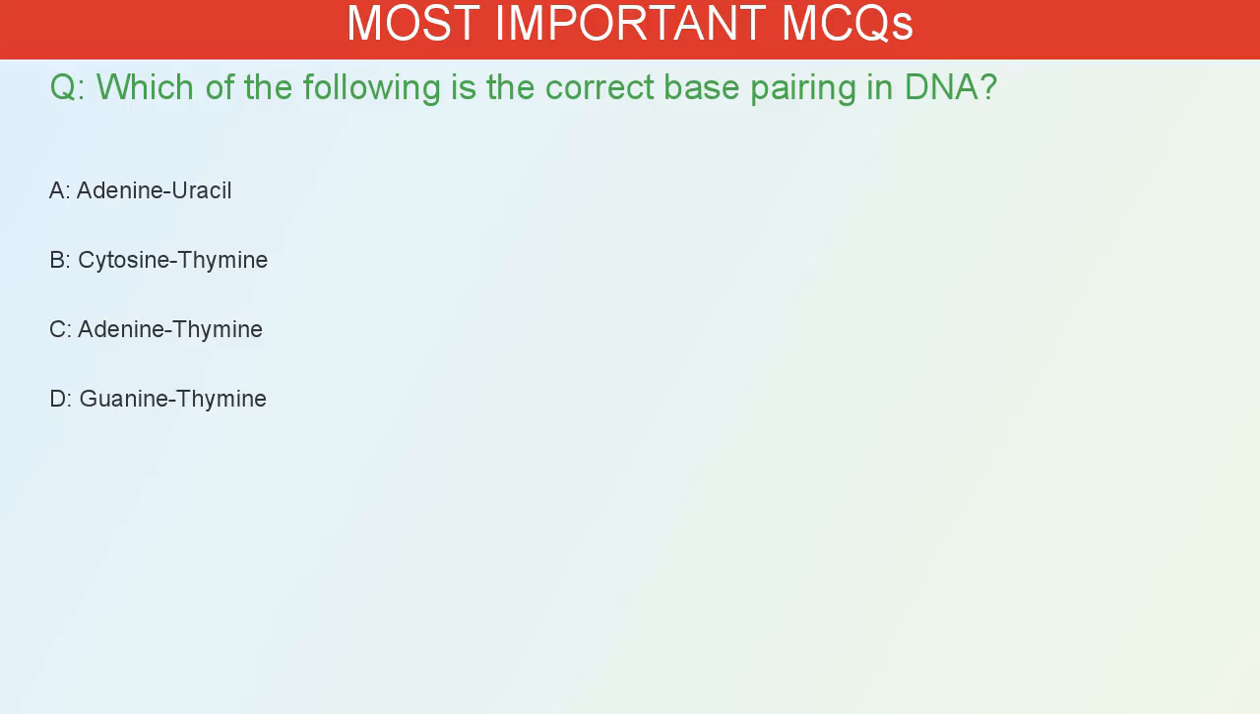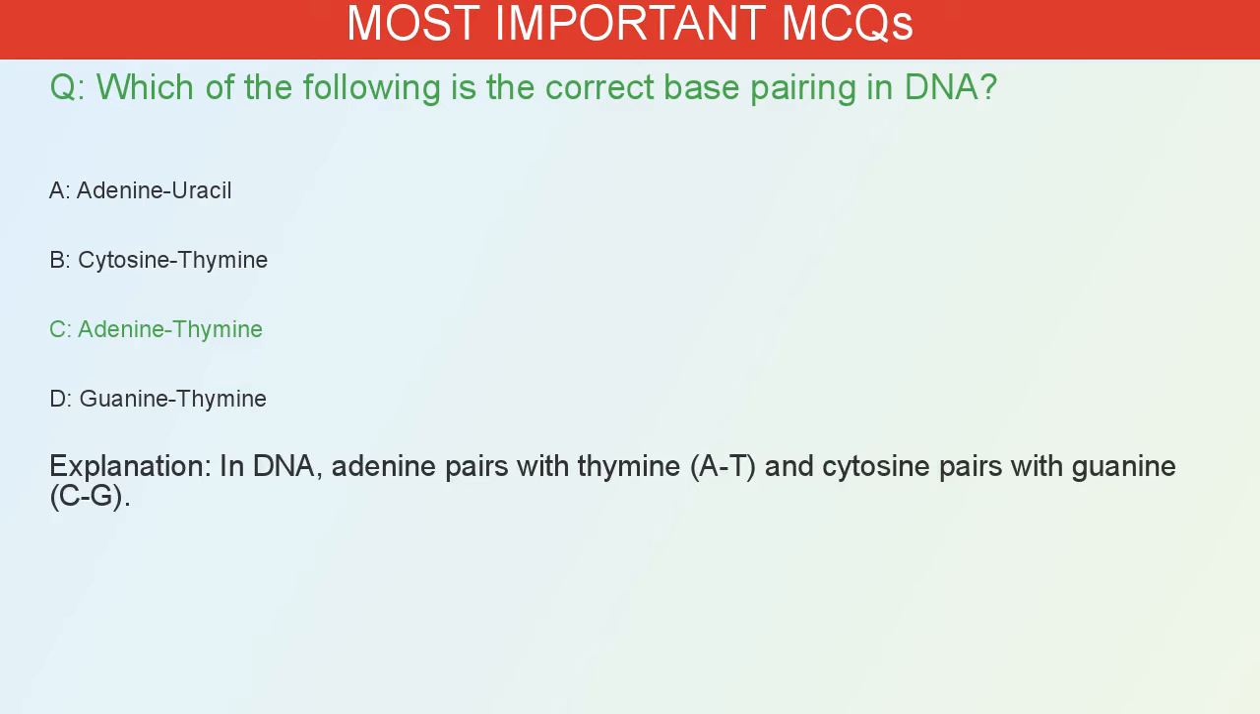Which of the following is the correct base pairing in DNA? A. Adenine uracil. B. Cytosine thymine. C. Adenine thymine. D. Guanine thymine. The correct answer is C. In DNA, adenine pairs with thymine, AT, and cytosine pairs with guanine, CG.